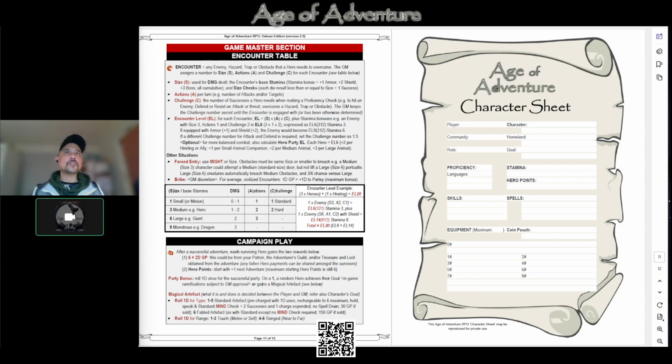As I mentioned, on the back page we have a character sheet, and that pretty much completes my tutorial of the Age of Adventure RPG. Please reach out to me if you do have any questions. My details are all in my card, which will be in the description.